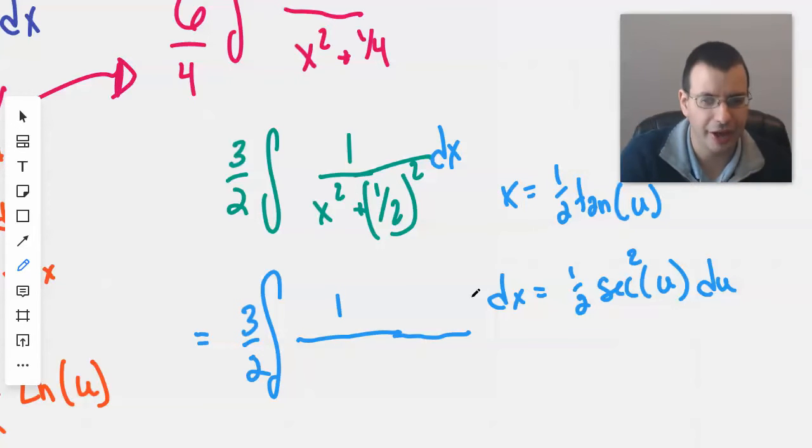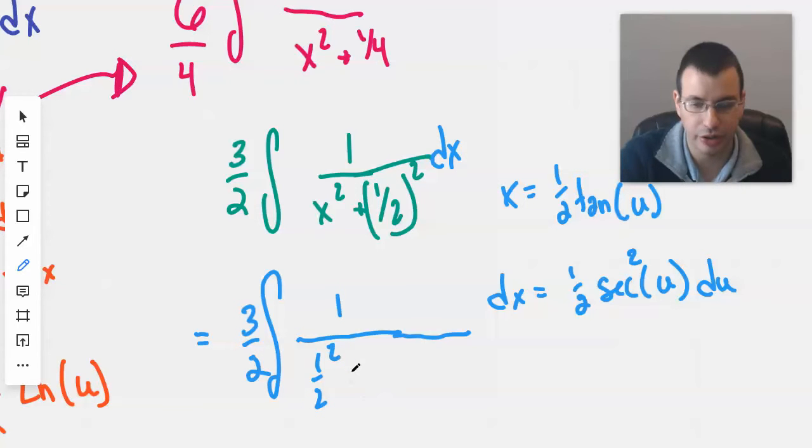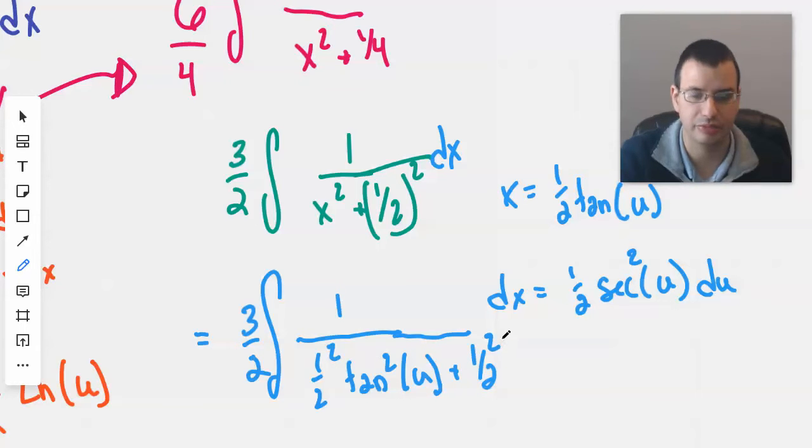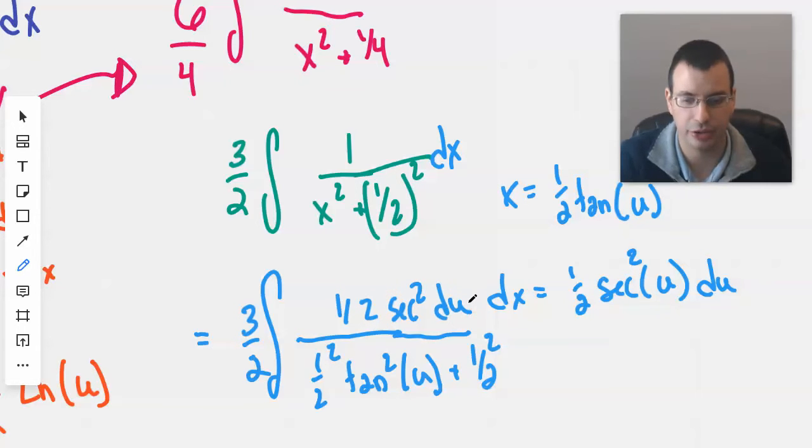So we have 1/2 squared tangent squared of u plus 1/2 squared again. And then on top we'll have 1/2 secant squared du. Okay?